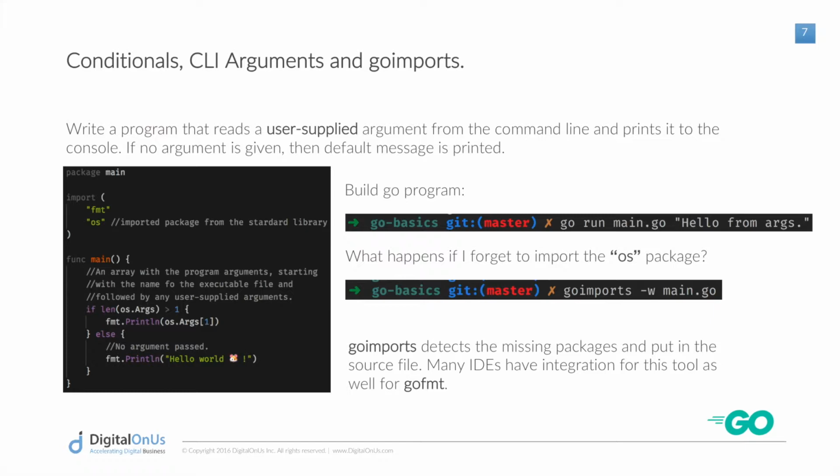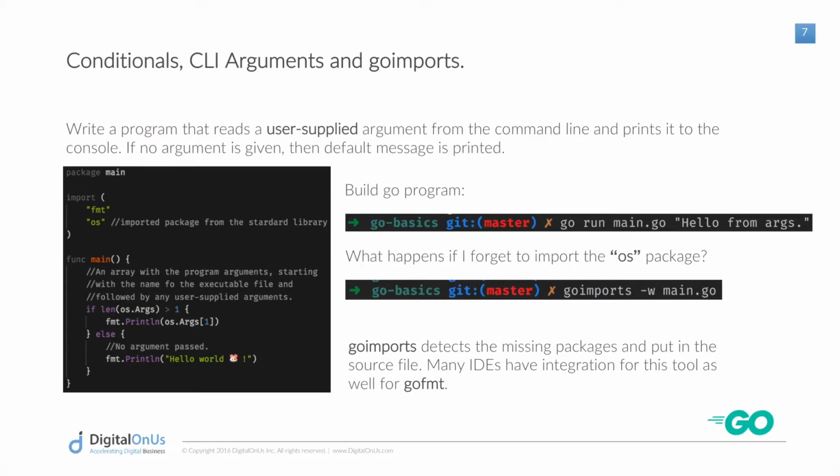Let's write a new program that reads a user supplied argument from the command line and prints it back to the console. We will use the same main.go source file for this, with the main package definition up at the top and the package fmt import right below. Then, from inside the main function, the first thing we will do is add an if statement.